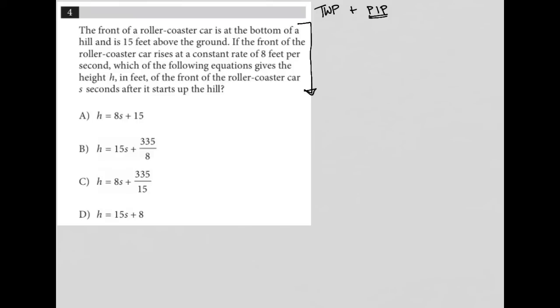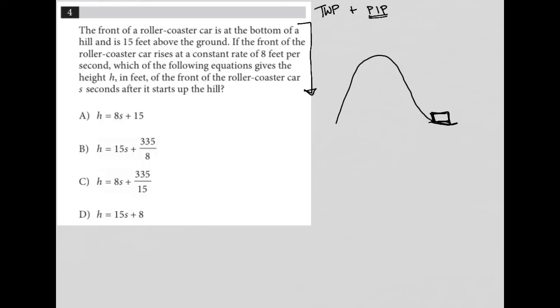So we're at the bottom of a hill, so I have a hill. So let's go like that. So let's say I'm right here. Let's go in fact this way. So let's say I'm here. That's the roller coaster car. So at the bottom of the hill, it is 15 feet above the ground.